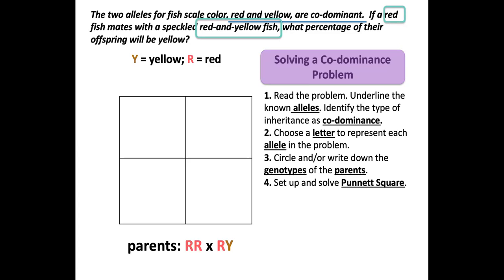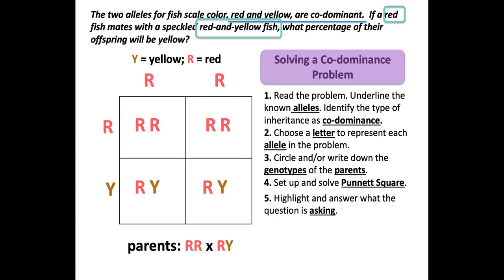All right. Next, we need to set up and solve the Punnett square. So what are we going to put up top? RR, RY. If we do it backwards, is it going to matter? No. Okay. So RR, RY. What are we going to put here? Perfect. Double R, and then RY.